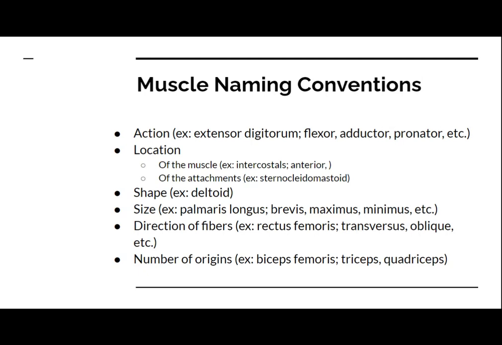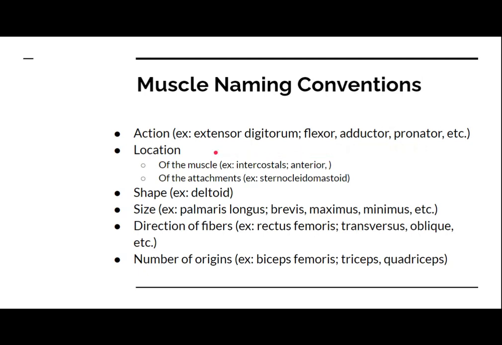You'll see like the Extensor Digitorum. You could probably even right now guess what that muscle does. The Extensor Digitorum, I think extensor obviously means extend. And then digitorum, we've talked about the digits is your fingers, your phalanges. So that is the muscle that extends your digits, your fingers. You'll also see words like flexor, adductor, pronator. You'll see words like that. I think there's a supinator is another one that you may see. Those are all actions that we have talked about in class.